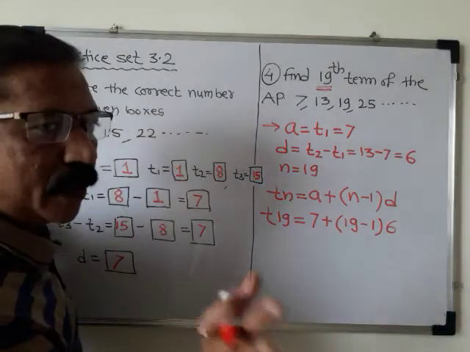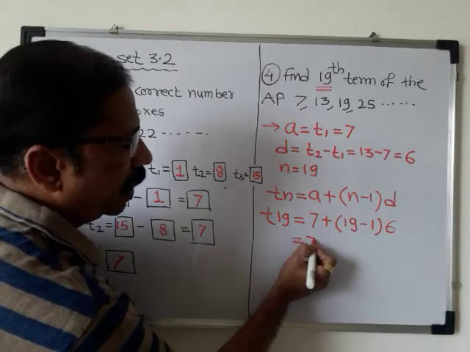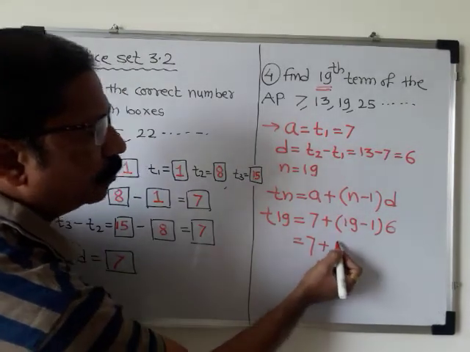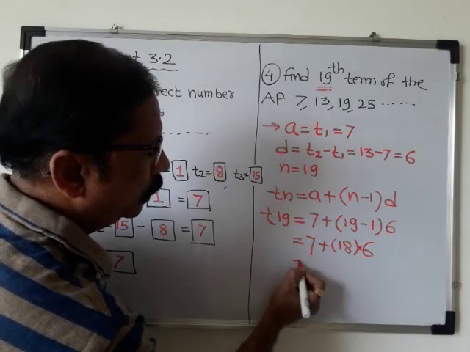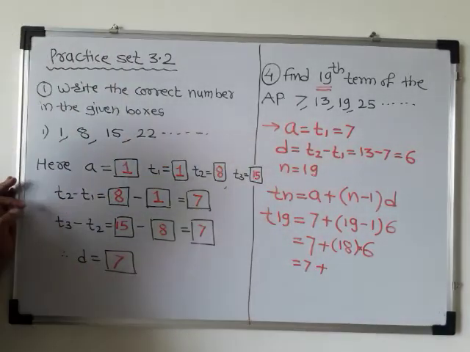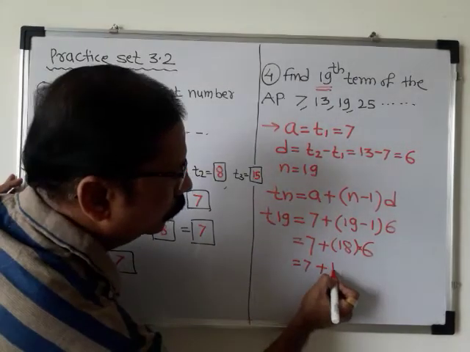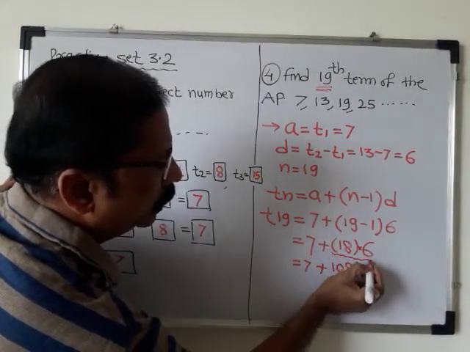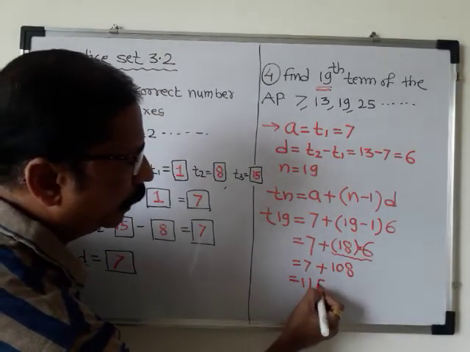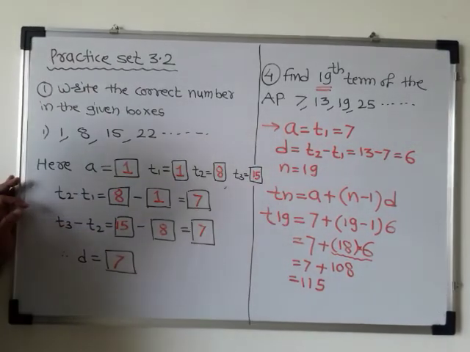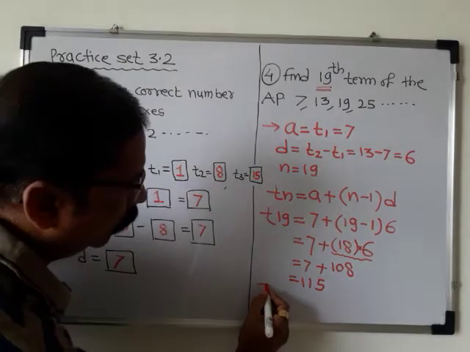Orally you can't find it, so you require this formula. With the help of the formula, definitely you will get the correct answer. See, 19 minus 1, that is 18, and 6. Here is the sign of multiplication. So 7 plus, do 18 into 6, that is 108. 18 into 6 is 108. And 108 plus 7 is equal to 115. So the 19th term will be 115. You can write the answer.